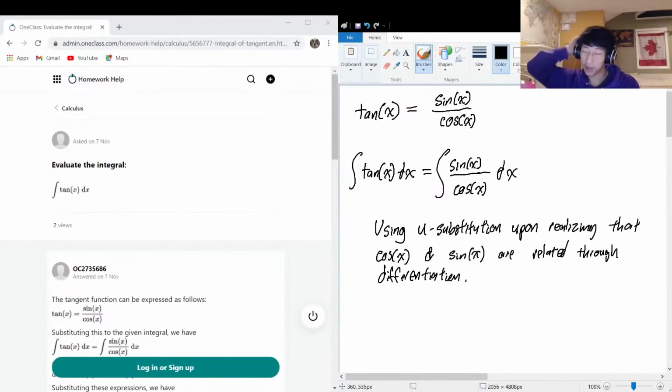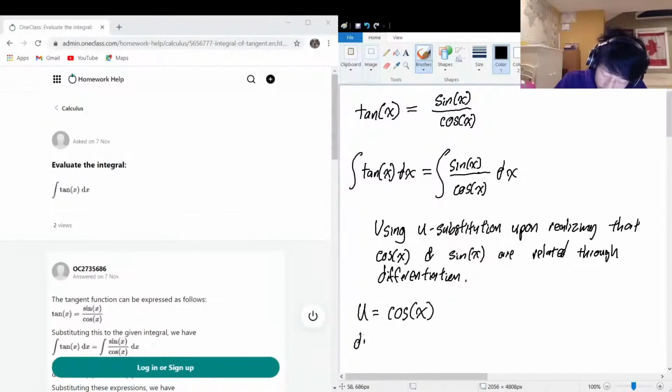In my opinion, it's going to be a little bit easier if we set the downstairs cos x to be u. And the reason why is because when we sub out the dx for du, the sine x is already going to be upstairs. So that's going to be a lot easier to deal with. So let's say that we have u is equal to cos x.